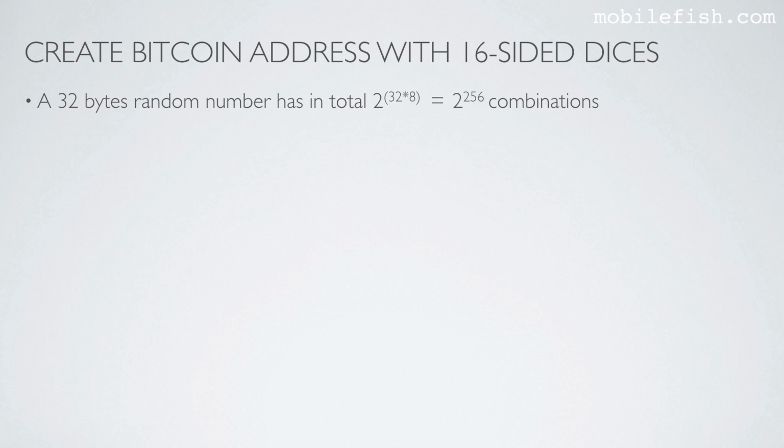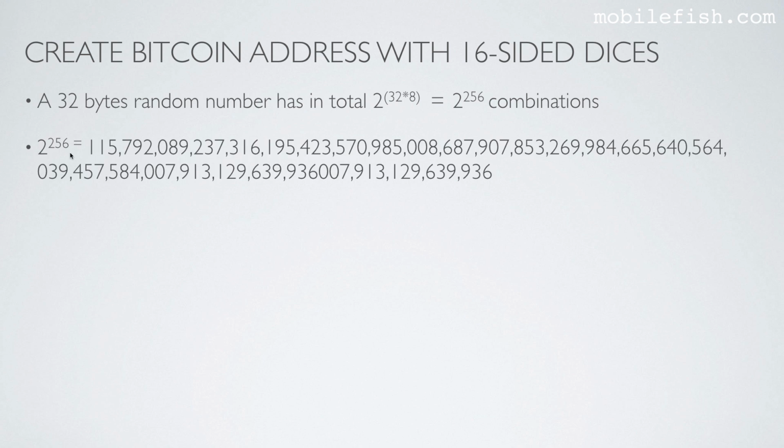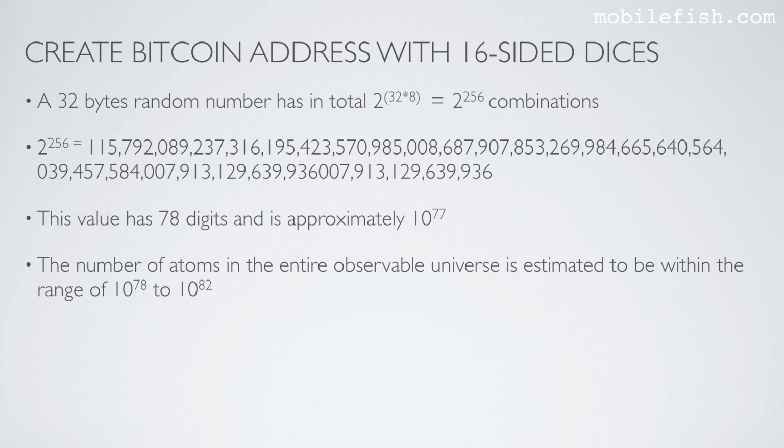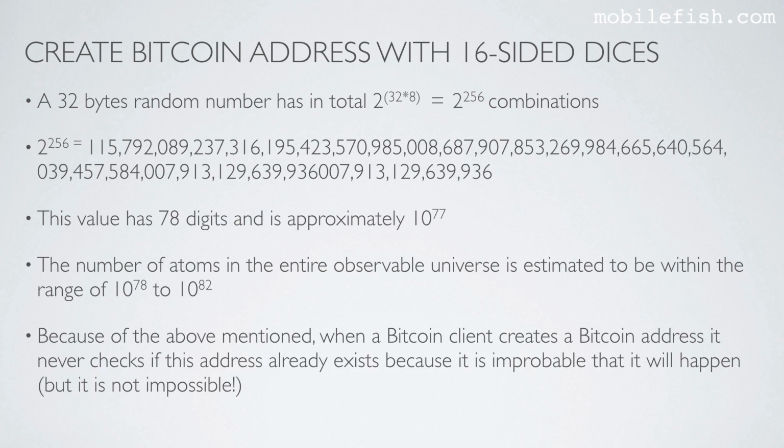A 32 bytes random number has in total 2 to the power of 256 combinations. 2 to the power of 256 is this large number, which I cannot pronounce. This value has 78 digits and is approximately 10 to the power of 77. The number of atoms in the entire observable universe is estimated to be within the range of 10 to the power of 78 to 10 to the power of 82. Because of the above mentioned, when a Bitcoin client creates a Bitcoin address, it never checks if this address already exists, because it is improbable that it will happen, but it is not impossible.